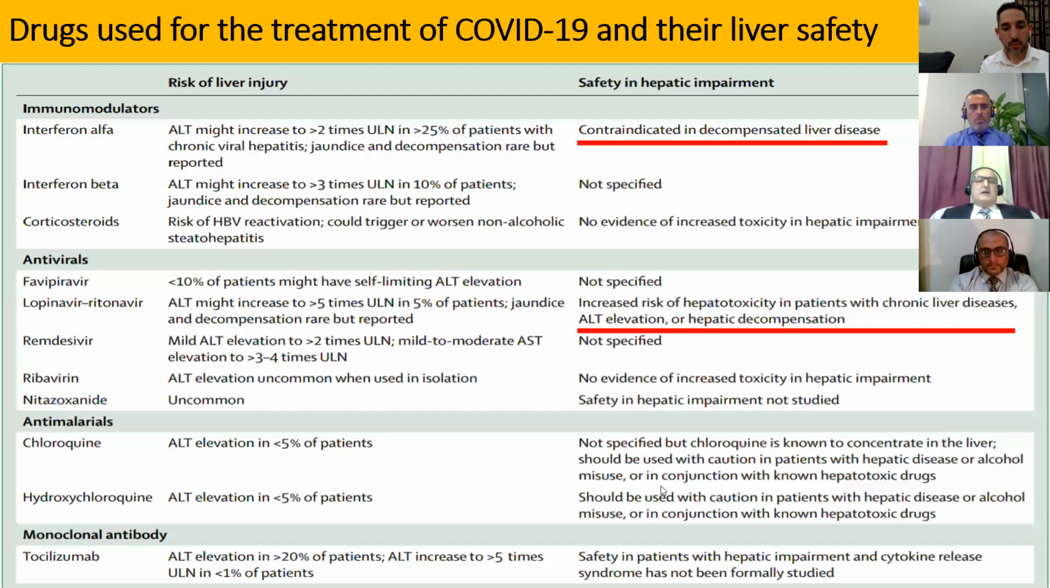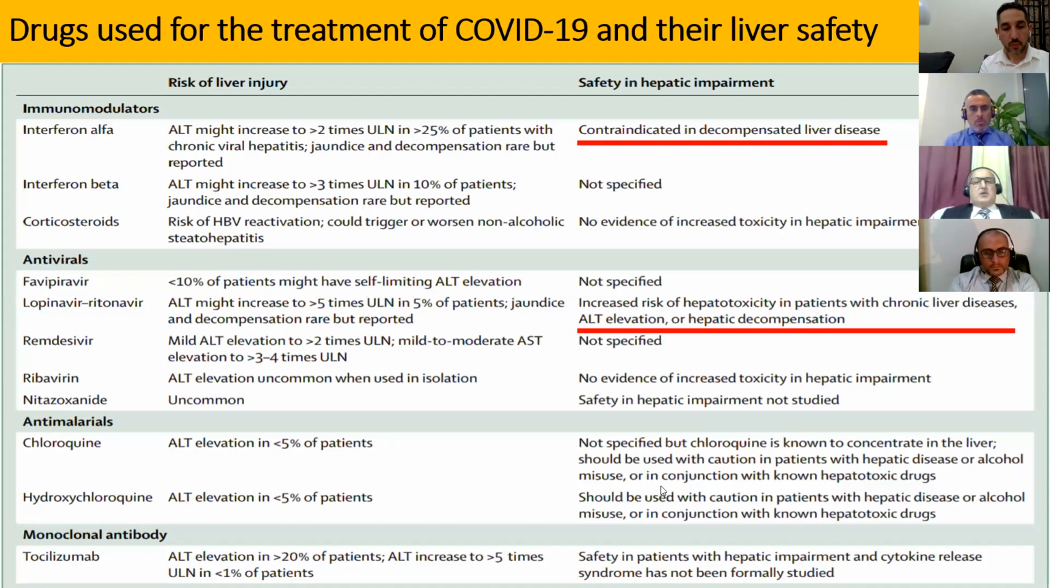This chart shows the treatment of COVID-19 and the medication safety profile in those with chronic liver disease. For interferon alpha, there is a contraindication in decompensated liver disease. For interferon beta, not specified.